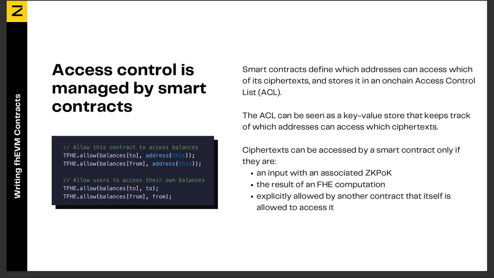The second part of this transfer method is this allow. So when you write ciphertext and you push ciphertext on chain, this is great because everything is encrypted, but at some point you would expect to have the possibility to decrypt some data, but you want to avoid anyone being able to decrypt it. That makes sense.